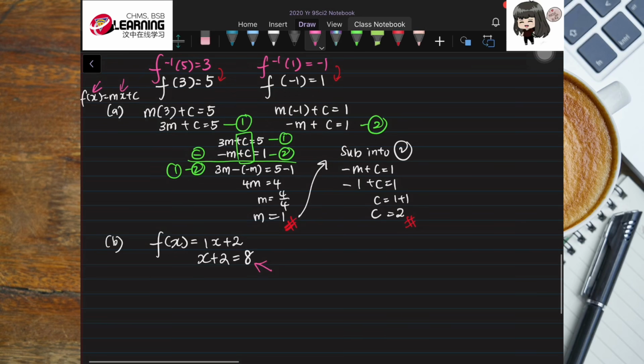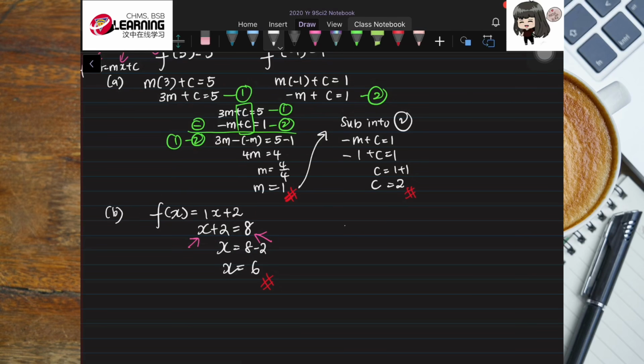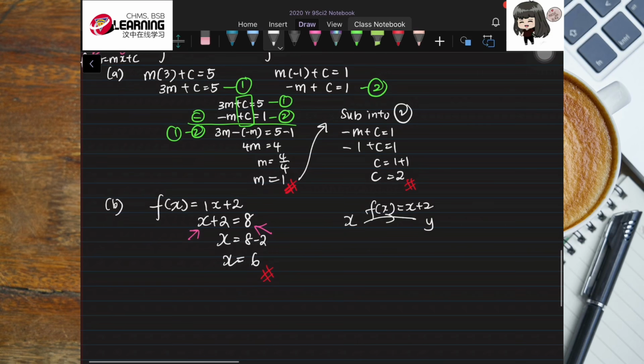So this is your output 8. You find back what the input is. Okay, so your x equals 8 minus 2, which is 6. Done. Okay, maybe I can explain this part again. You have x, go through the function f of x, which equals x plus 2. It gives you a y, which from your x of 6, which you found just now, gives you an 8.